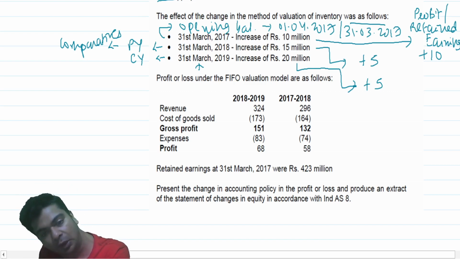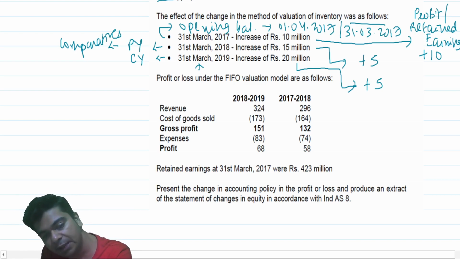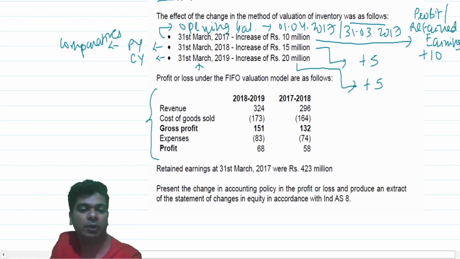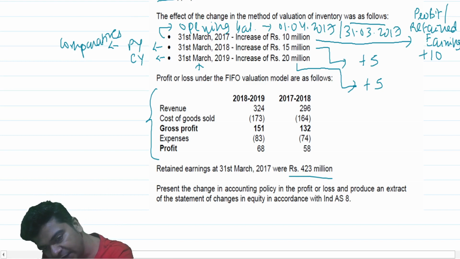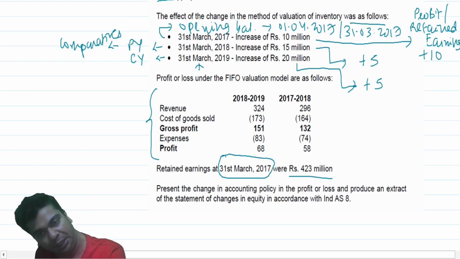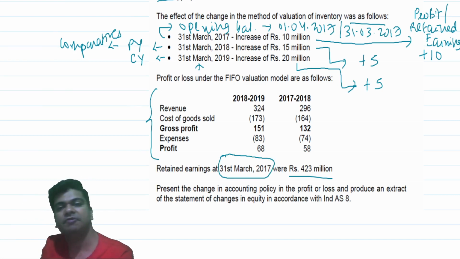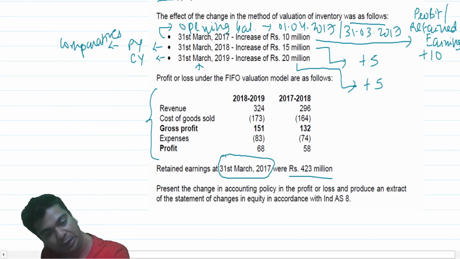Then they say profit or loss under the FIFO valuation model are as follows. They have given us the statement starting from revenue and reaching up to the profit. They say retained earnings on 31st March 2017, I told you, this is what will be affecting the beginning of the preceding year. The beginning of the preceding year is 1st April 2017. I can say 1st April 2017 or 31st March 2017, it was 423 million.